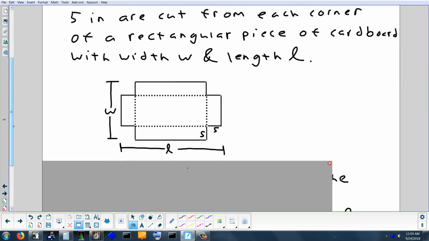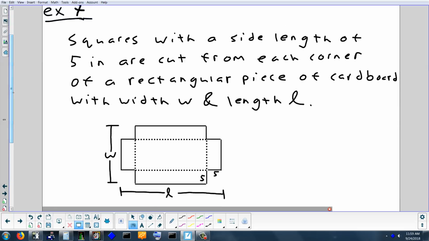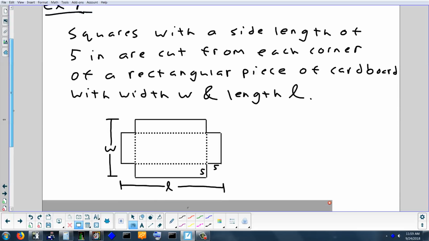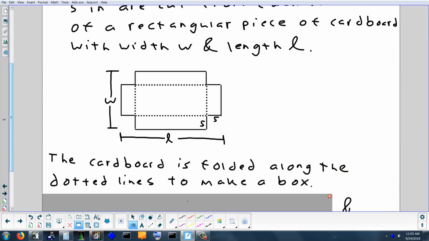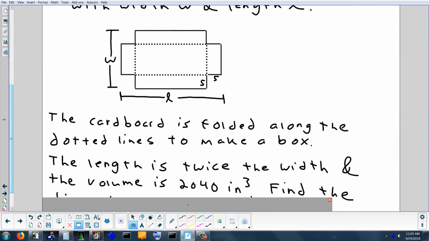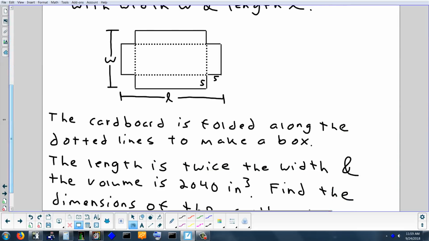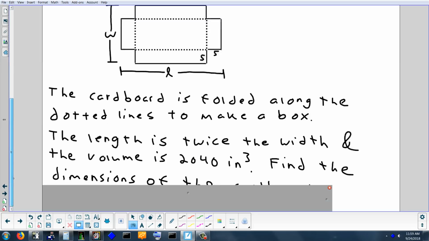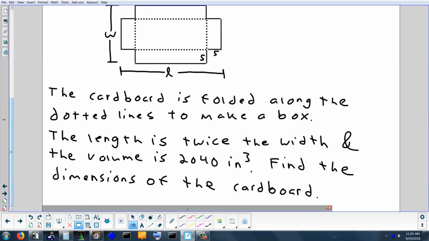Okay, so let's see if we can set this up. Now, they got to tell us something else. Like, they got to tell us maybe the volume of the tray or something. And one thing they tell us is that when you fold it, the length is twice the width. Okay, so that's important. Length is twice the width. And the volume of this is 2,040 cubic inches. Okay. Find the dimensions of the cardboard. Not the dimensions when you fold it, just the original piece of cardboard.